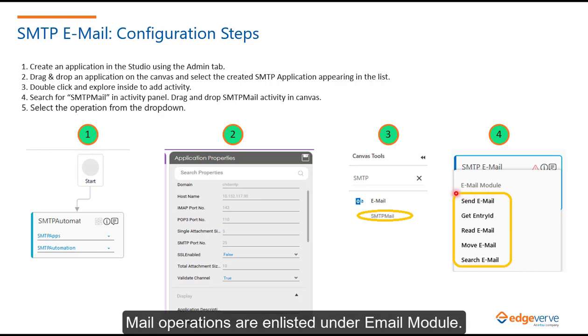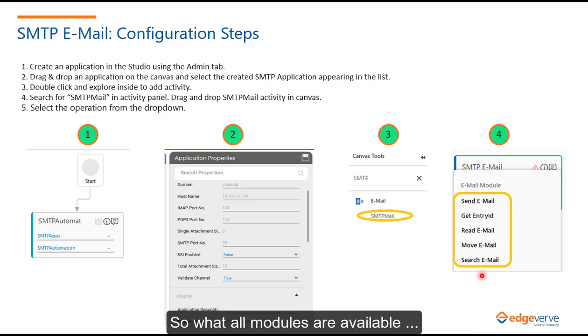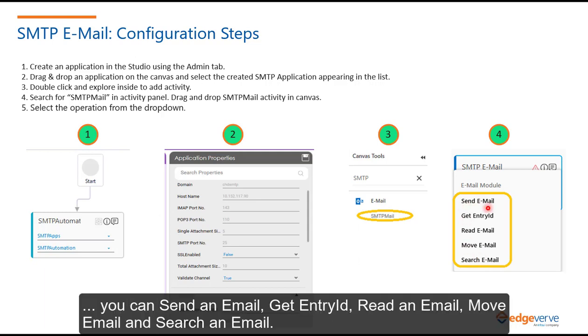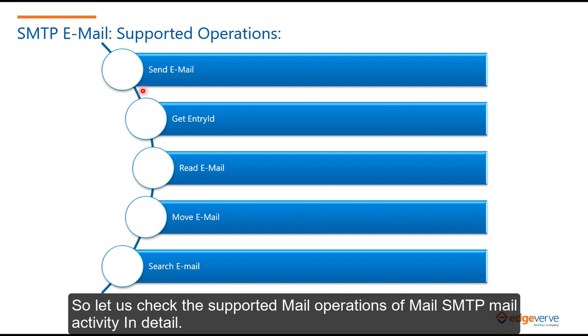Mail operations are enlisted under the email module. So what are all the modules available? You can send an email, get entry ID, read an email, move email, and search an email. So let us check the supported operations of SMTP mail activity in detail.